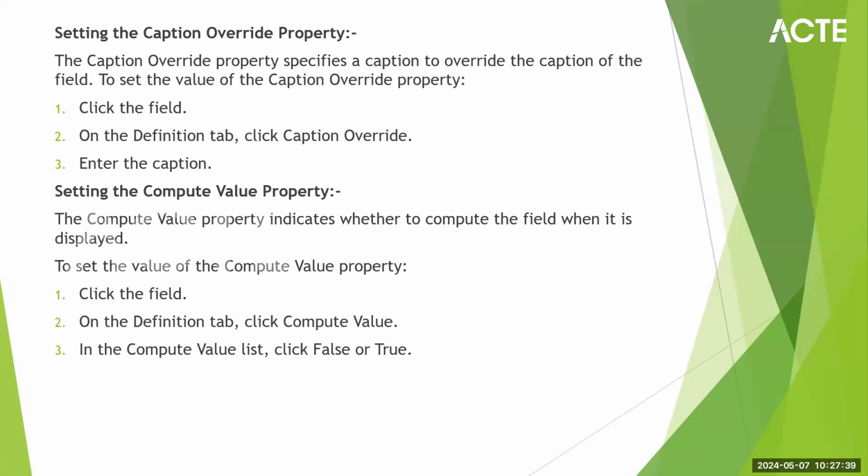Setting the compute value property. The compute value property indicates whether to compute the field when it is displayed. Computing the field means executing that particular field when it is displayed, or displaying the value of the field. How to do that? To set the value of the compute value property, click the field on the definition tab, click compute value. In the compute value list, click false or true.